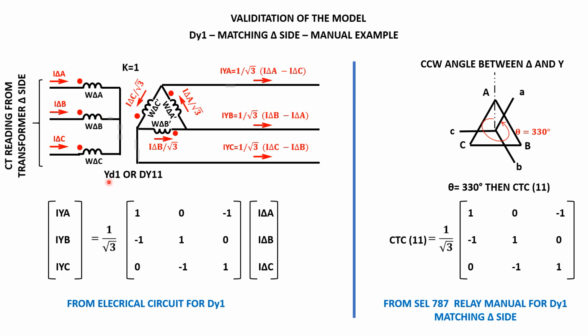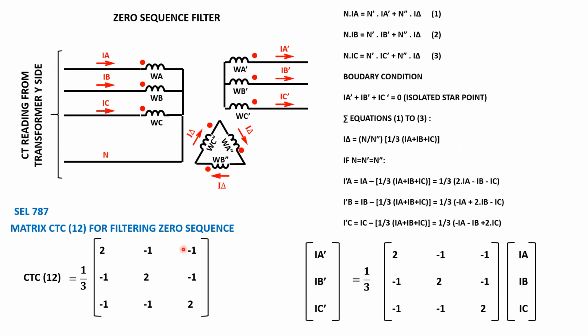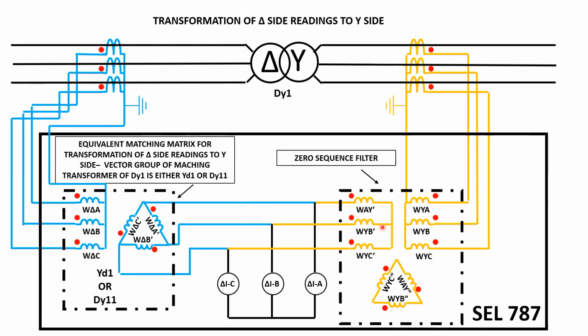Now for dy1 using yd1 vector group with the ratio k equal to 1, we get the same matrix. So it's something to validate this approach. The other thing mentioned here, which we will explain later on, is that any reading from the Y side should have elimination of the zero sequence current. And the elimination of zero sequence current in terms of electrical circuit is something like a closed delta winding and this isolated neutral star here and the reading coming here.